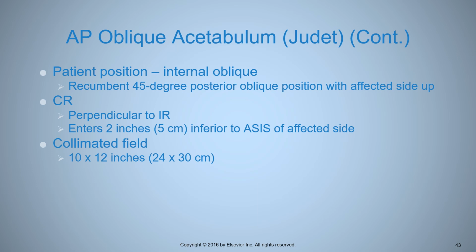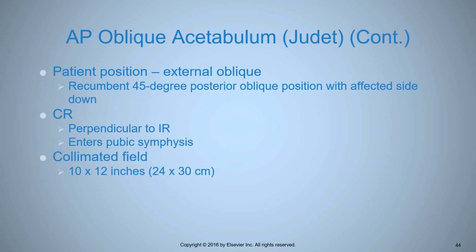All right, so as far as centering, remember these centering instructions are 2 inches inferior to the ASIS on the affected side. So that's a unilateral centering instruction, okay? I would go 2 inches inferior to where both ASISs are, at the mid-sagittal plane, if I was doing bilateral Judets, which again, I'm pretty sure that's the way you're going to want to do them, okay? Because usually when you're doing Judet views, it's comparison views. There's a pathologic hip and a non-pathologic hip, and they want a comparison interpretation.